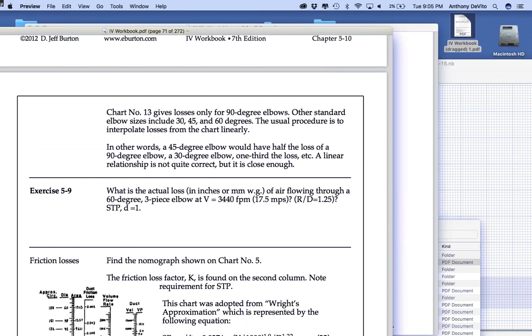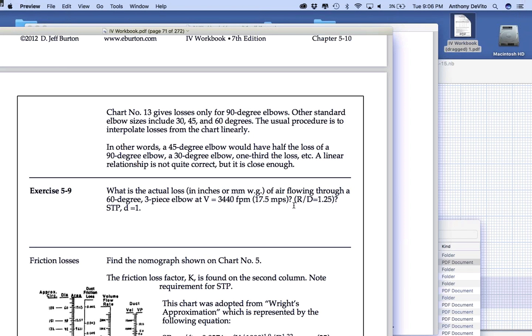Okay, what actual loss would you expect to find air flowing through a 60-degree three-piece elbow at 340 feet per minute? Now, what do you need to calculate first? What's the formula for your static pressure loss? Static pressure loss is going to be equal to your velocity pressure times that K value times the density factor, which is 1. Right? So what do we need?